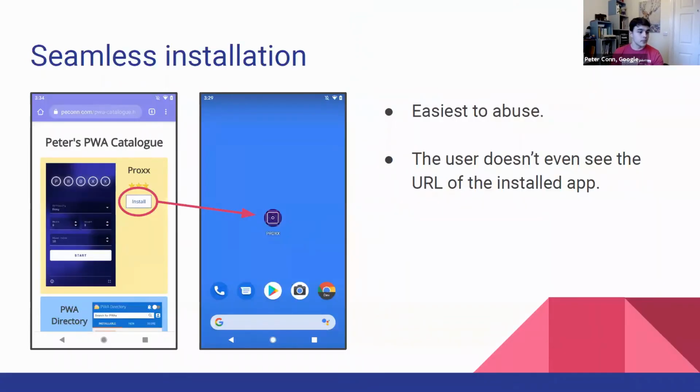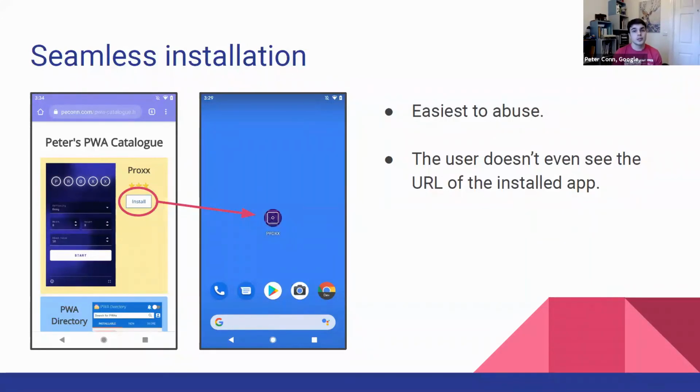Cool. So first, seamless integration. This is the most minimal and the most seamless. The user presses install and magically the web app is installed on the device. It would definitely be the nicest from the point of view of the catalog or the publisher, but the scariest in terms of permissions.